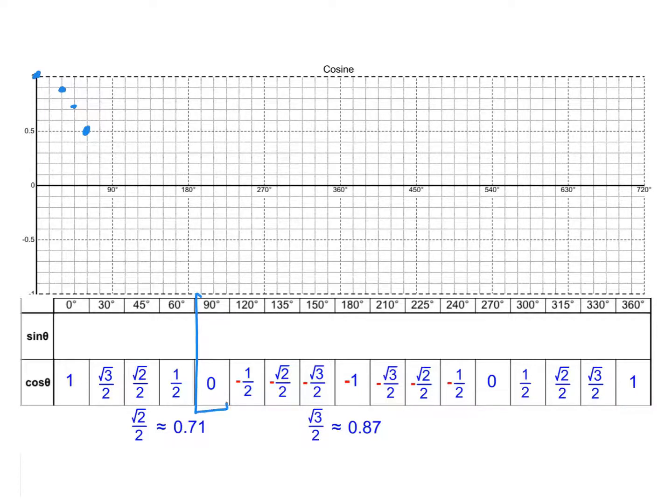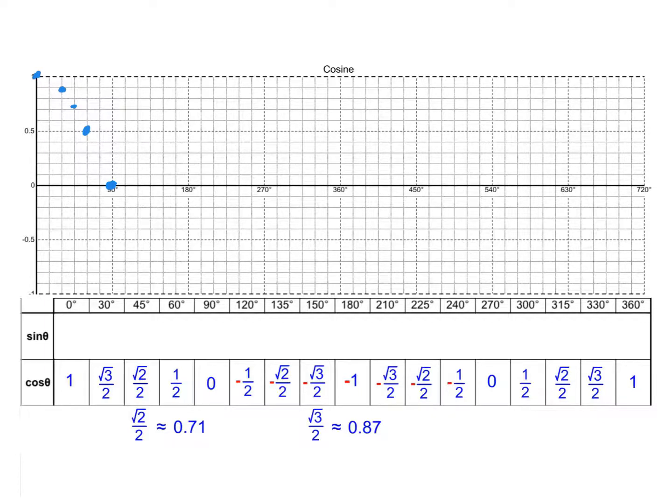Okay, next angle is 90. Notice our coordinates there are 90, 0. So I'm going to go over to 90, and I'm going to put a point there at 0. Having done that part, I think you've got a pretty good idea about how to get these points plotted. So go ahead and continue plotting each of the individual pairs of points.